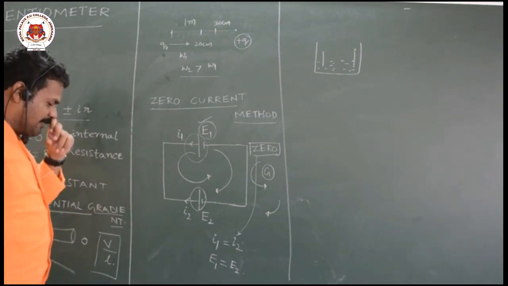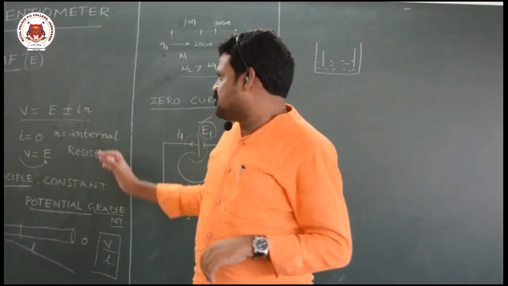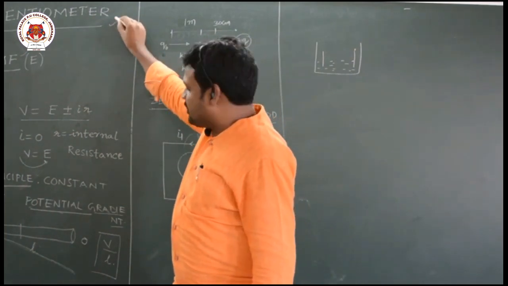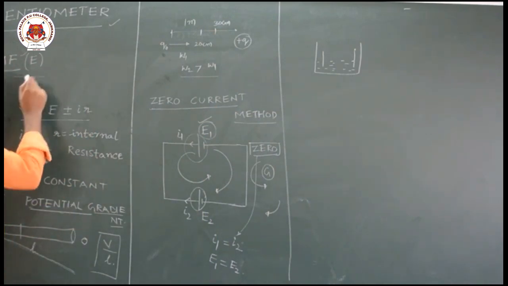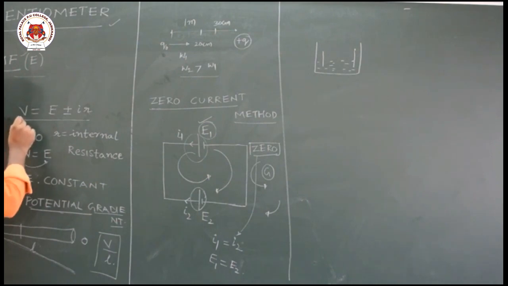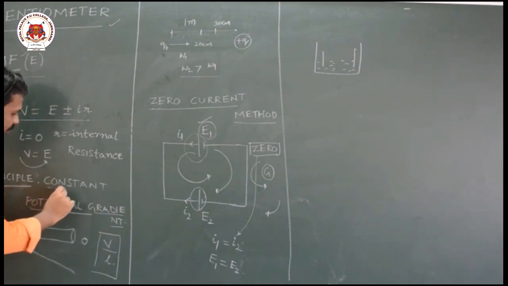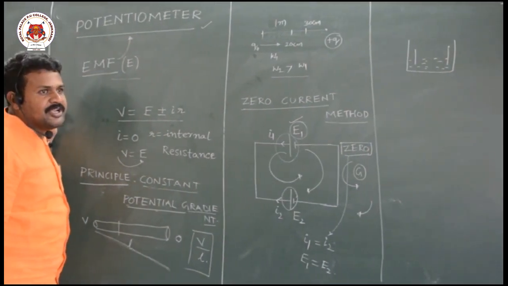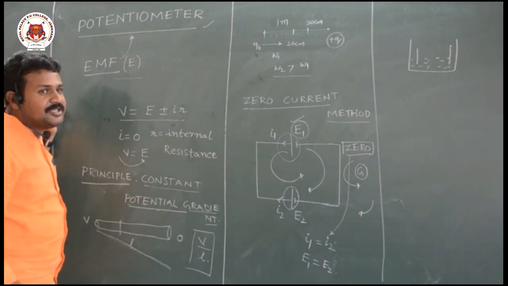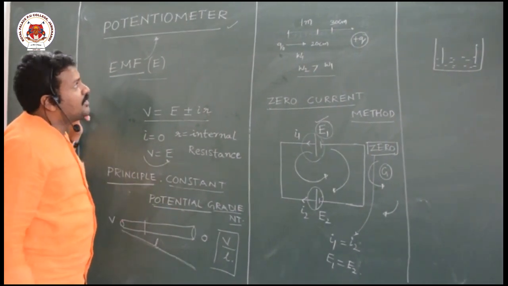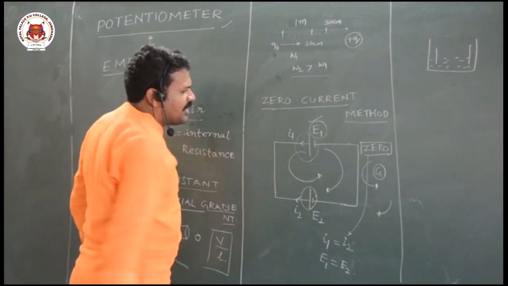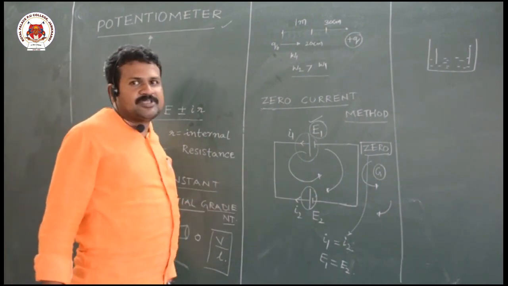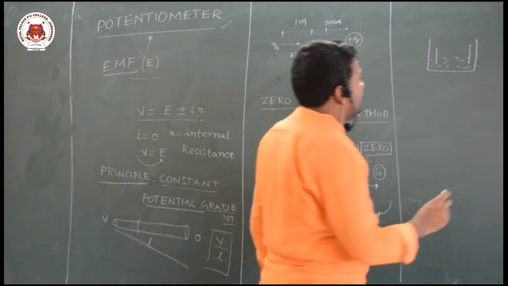So this is how the potentiometer is used. A potentiometer is a device which measures EMF. And what EMF is, you already studied in cells. You know that potential difference is equal to E plus or minus IR, and the principle of the potentiometer is that it maintains a constant potential gradient across the wire which is present inside the device. It is a device which measures EMF, and it also follows the zero current method in order to measure the EMF of the cell. Now let us see the construction of the potentiometer.